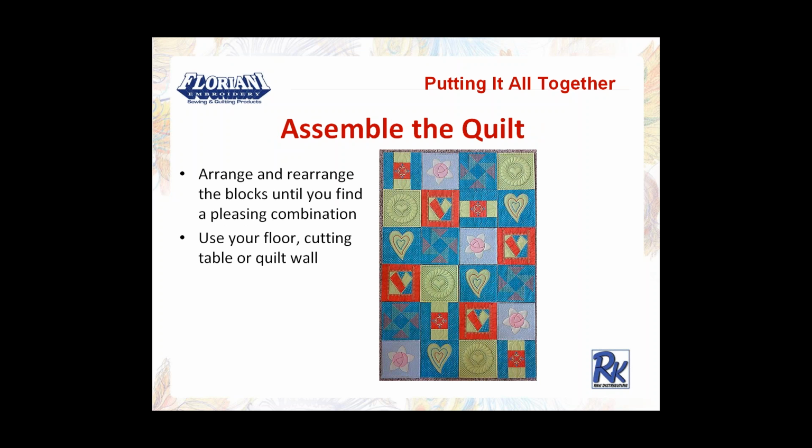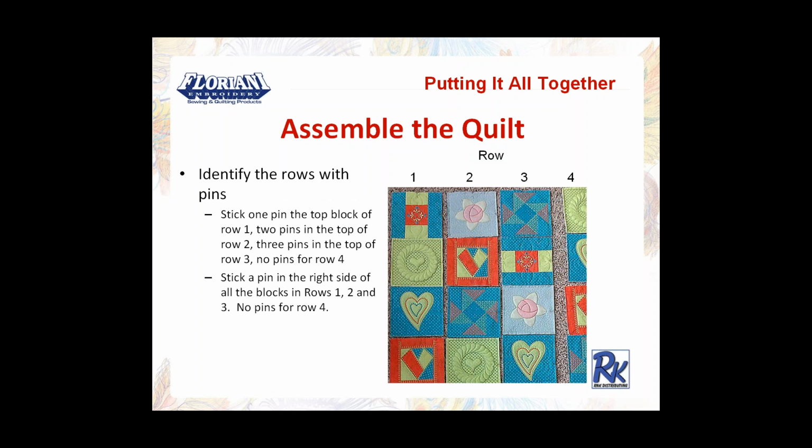First, you want to gather up all your blocks. They're going to all be trimmed to size, as we've told you in the previous instructions. And you want to arrange and rearrange them as you need to find a pleasing combination. Now, the picture here is going to show you one possible way, but there's a lot of different combinations you could choose. Just choose the one that you like, any orientations of the block that you like. And you want to use your floor, cutting table, or quilt wall to do this alignment. So when you get it all nice and arranged, we're actually going to identify these rows using some pins. So you can see here in the picture we've got horizontal and vertical rows.